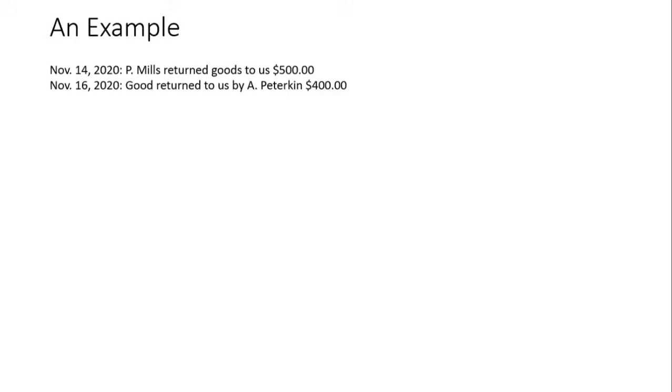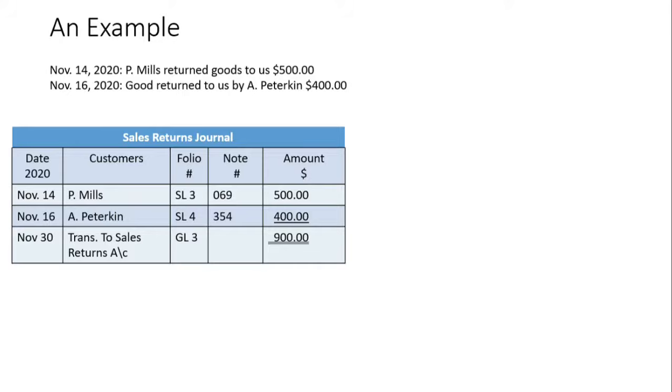So on November 14, P Mills returned goods to us for $500. And on November 16, A Peterkin also returned goods to us for $400. Now here is our sales returns journal. You would have realized, like the other journals, it's drawn up in the same way, it looks the same, right? However, instead of having an invoice here, we have what? Note number, signifying the credit note. I want you to also pay attention to how it is balanced off at the end of the month.